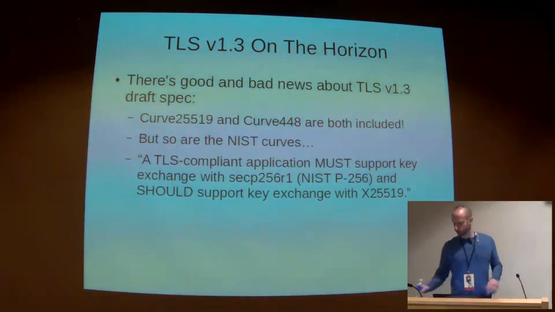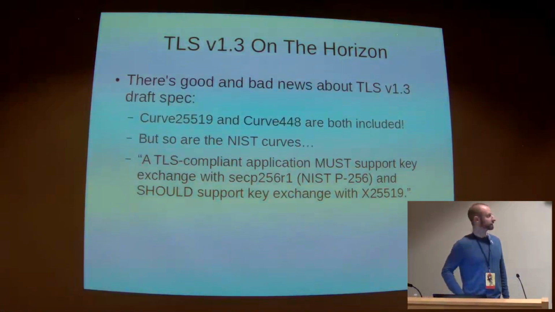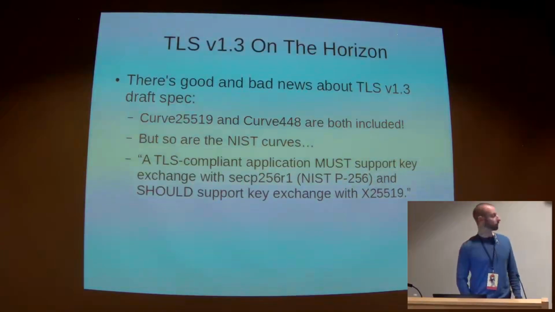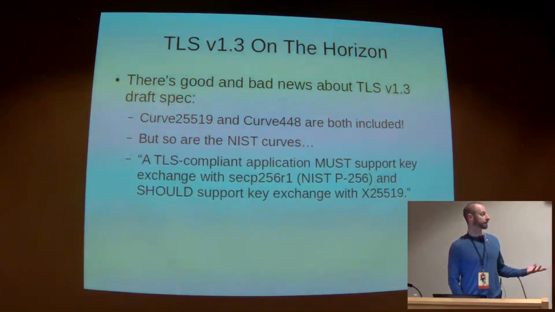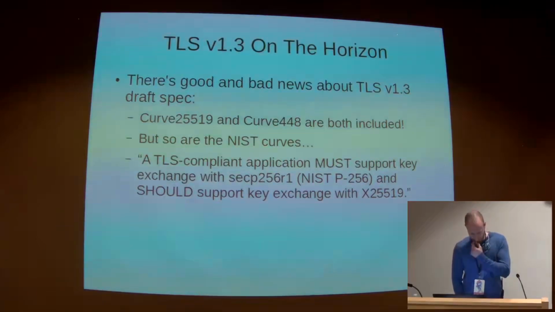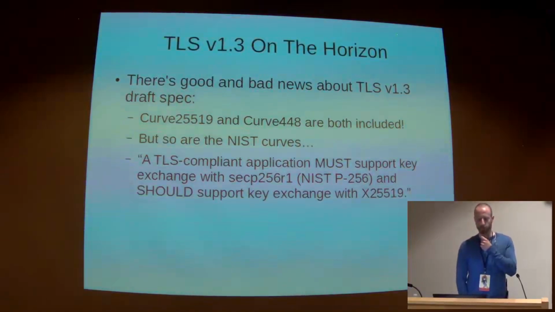So there's some good and bad news about TLS 1.3. It's currently in a draft state. The good news is that curve 25519 and 448 are both included in the spec. But guess what? So are the NIST curves. And here's a quote from the spec: a TLS compliant application must support key exchange with SecP256R1, which happens to be P256, just a different name, and should support key exchange with X25519.